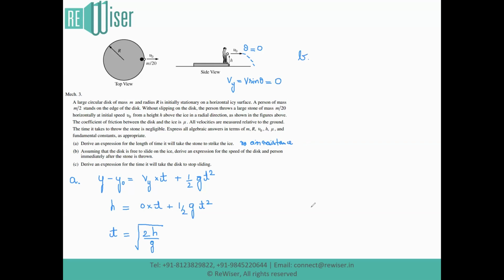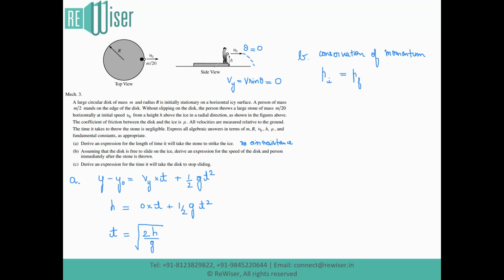Assuming that the disk is free to slide on ice, derive an expression for the speed of the disk and the person immediately after the stone is thrown. Here, since there is no external force involved, we are going to use the conservation of momentum. Conservation of momentum is a very simple concept. It says that the total momentum P initial, that is before collision, is equal to the total momentum after collision, which is final P f.